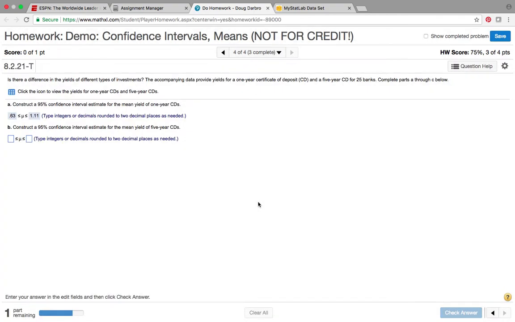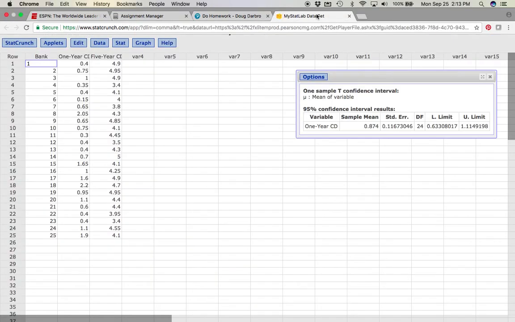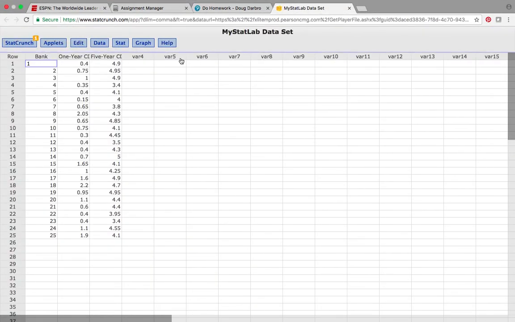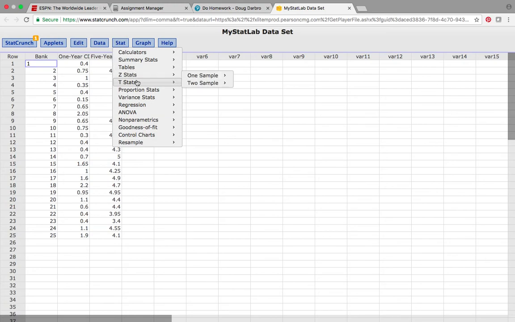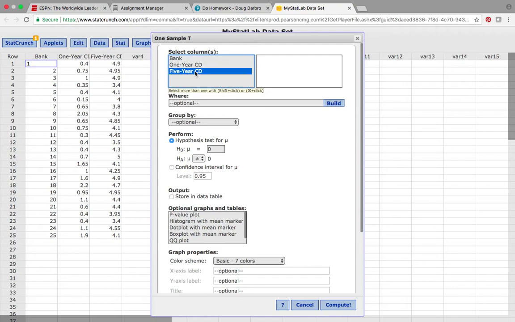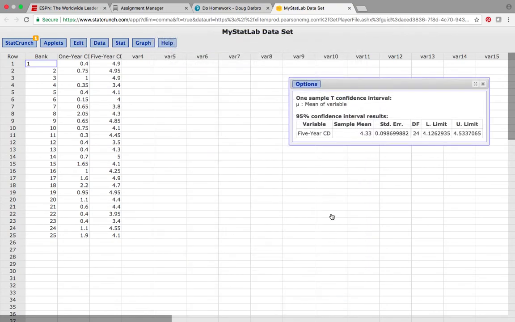Constructing 95% for the 5-year. So 4.13, 4.53.